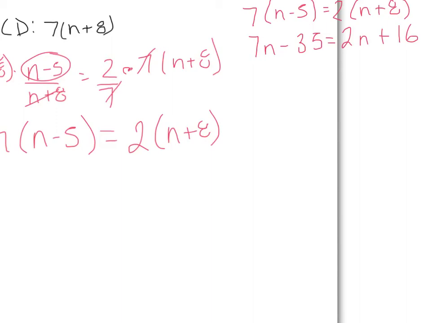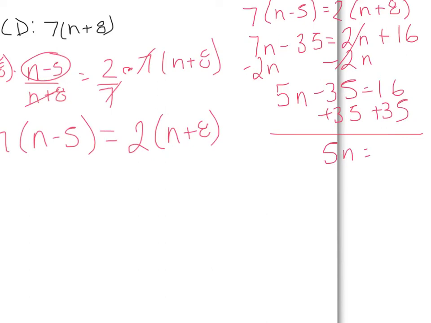Alright, I'm going to get my n's all on one side. So I'm going to subtract 2n, knowing that that's going to be easier. 7n minus 2n gives me a 5n. Okay. And I've still got my minus 35 equals 16 is what's left on that side. So I'm going to add 35 to both sides.